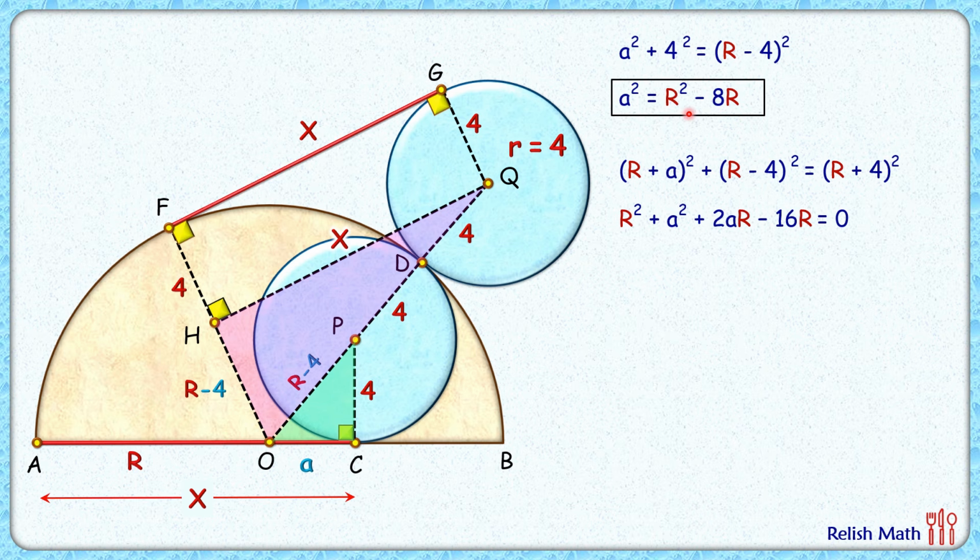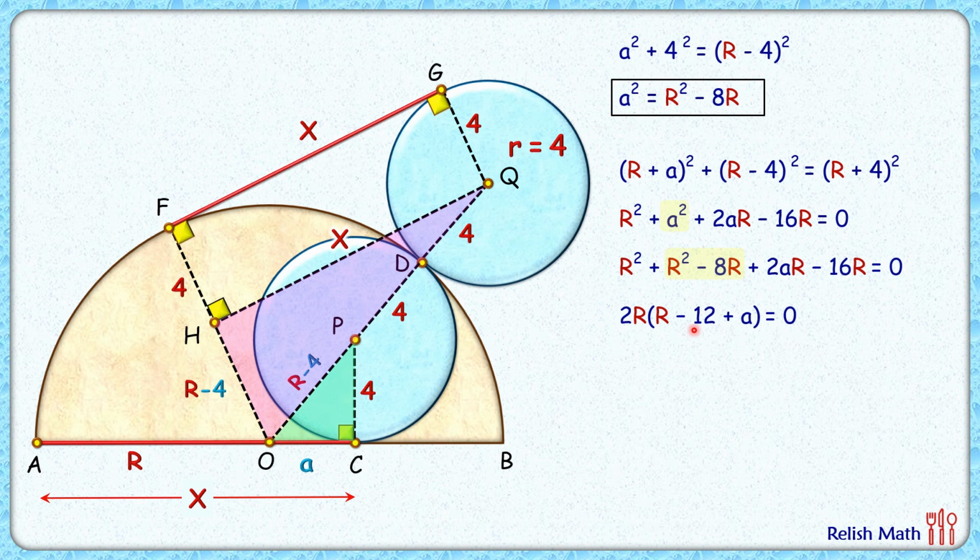So let's put the value of a square here. We replace a square with r square minus 8r, so we get this equation here. Simplifying it, factorizing it, we get 2r as common. Inside we get (r minus 12 plus a) is 0.